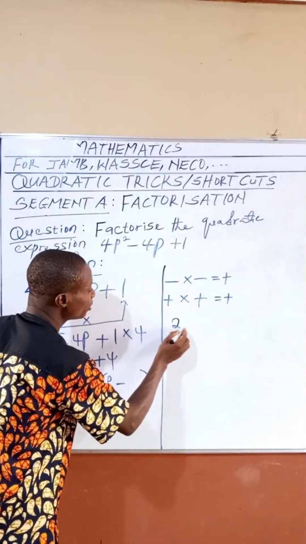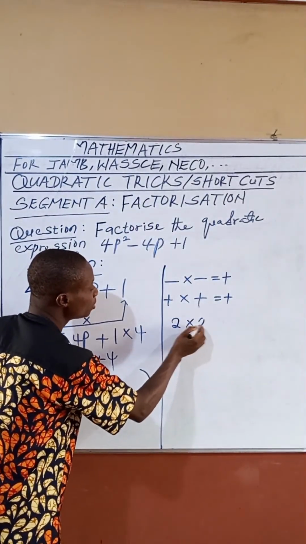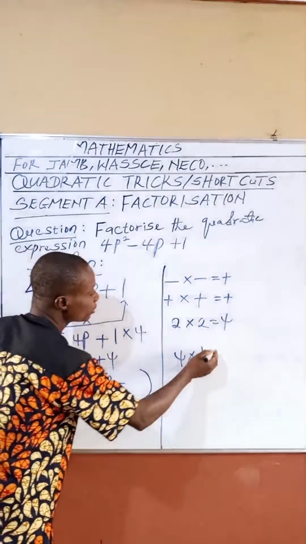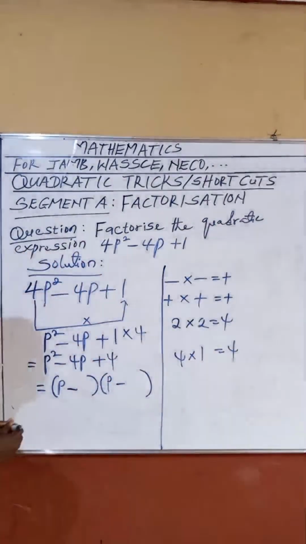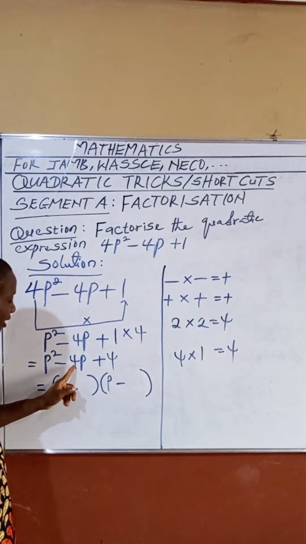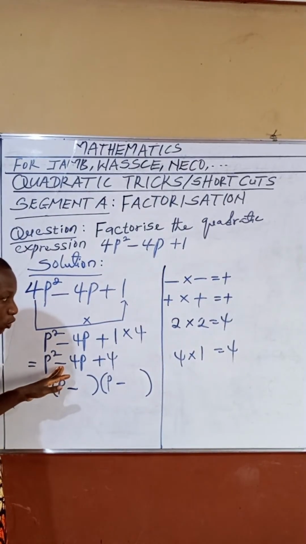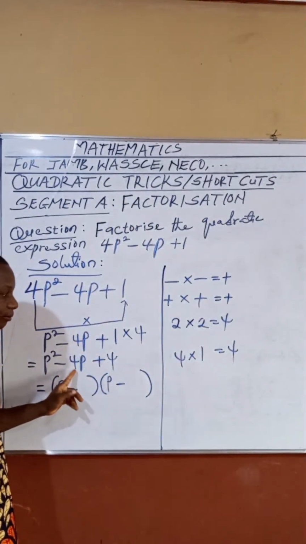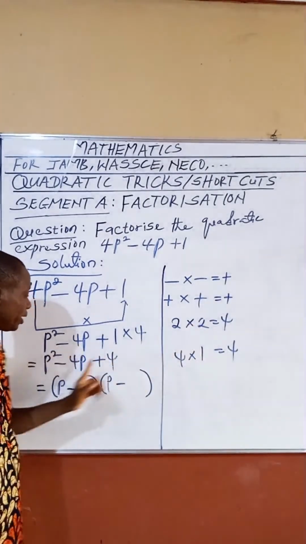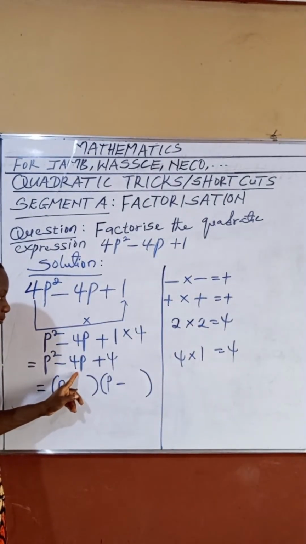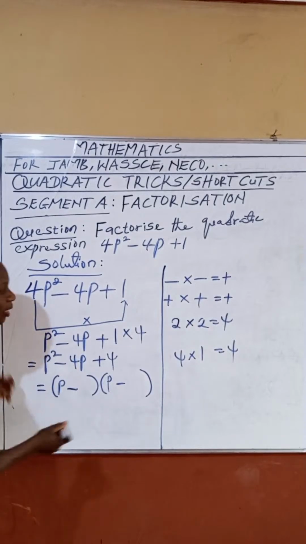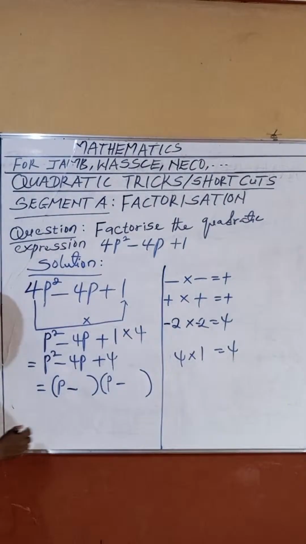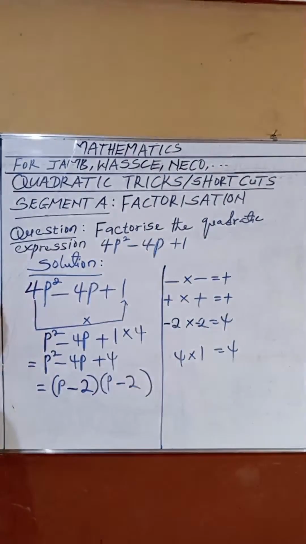So the two numbers that will give us 4 are 2 times 2, which is 4, or 4 times 1, which is also 4. But the question is, which pair are we going to add up to get this 4, not minding the minus or plus? If you add 4 and 1, you will get 5. There is no 5 here. But if you add 2 and 2, we'll get 4. But the 4 here is minus, so we are going to make it minus. Which means we have minus 2 here and minus 2 here.